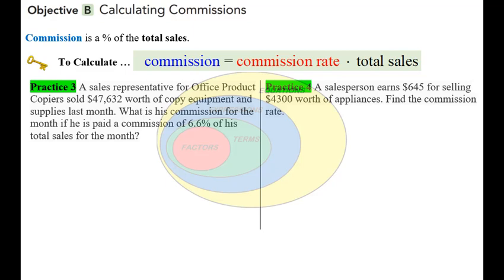All right, if we're calculating commissions, we see that the commission is a percentage of total sales. So to find the commission, we just take the commission rate, which would be the percentage as a decimal, times the total sales.